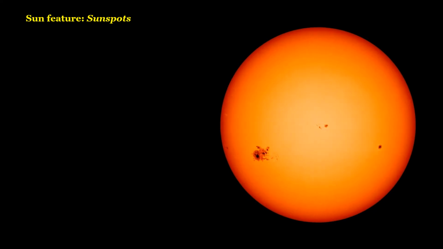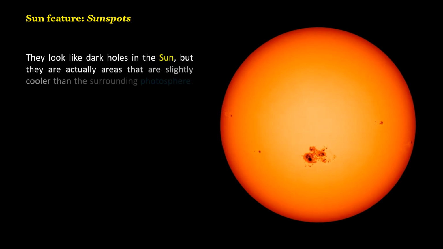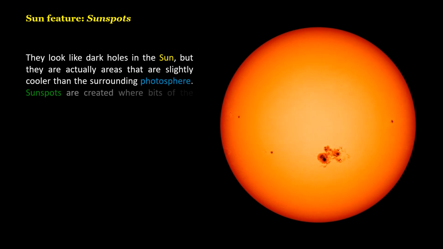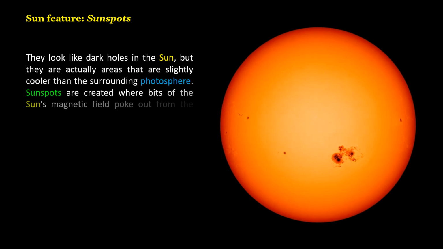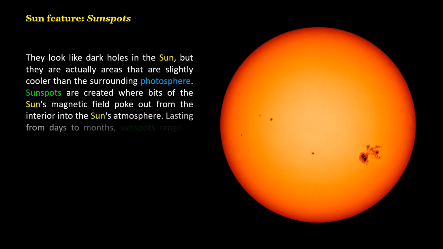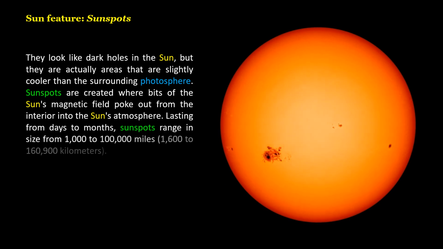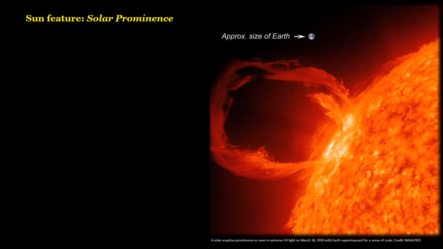Solar feature: sunspots. They look like dark holes in the sun, but they are actually areas that are slightly cooler than the surrounding photosphere. Sunspots are created where bits of the sun's magnetic field poke out from the interior into the sun's atmosphere. Lasting from days to months, sunspots range in size from 1,000 to 100,000 miles, 1,600 to 160,900 kilometers.